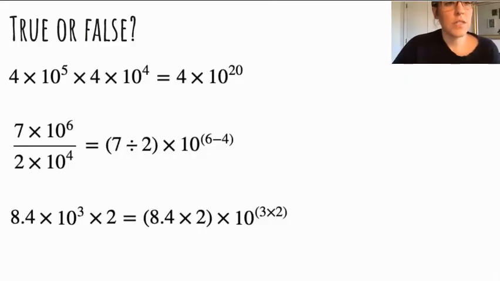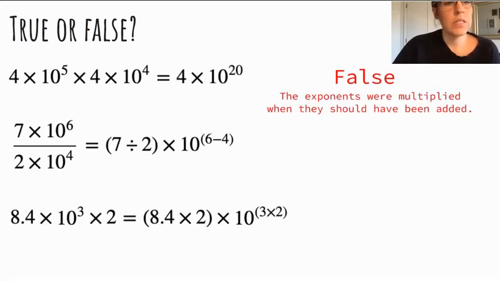Okay, let's start off with this first one. This first one comes out to be false, and here's why. When you take a look at the exponents, they were multiplied and they should have been added together. So instead of having 10 to the 20th, we should have had 10 to the 9th based on the rules that we've developed in previous videos.